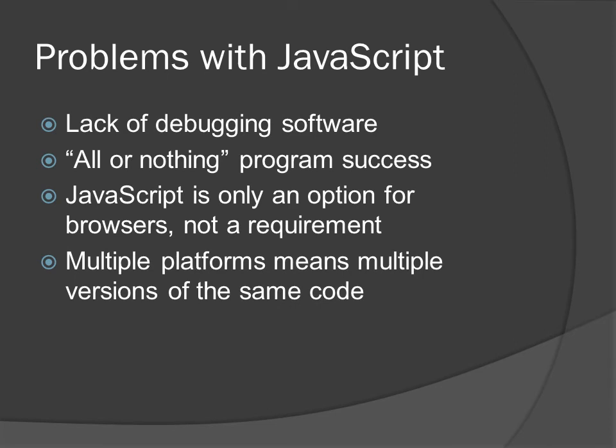So with all of these great things about JavaScript, there must be a few problems. One of these is the lack of debugging software. I know Firefox has a utility called Firebug, which I hear is great for debugging JavaScript. If you program JavaScript, you'll find out quickly that it's usually an all or nothing program success, meaning all of your JavaScript executes or nothing executes, and it's very hard to find the source of the problem.